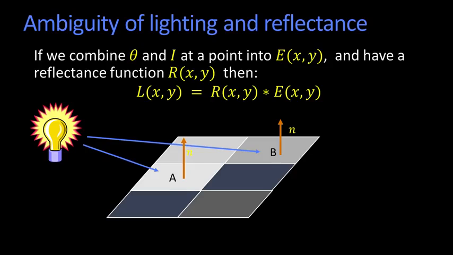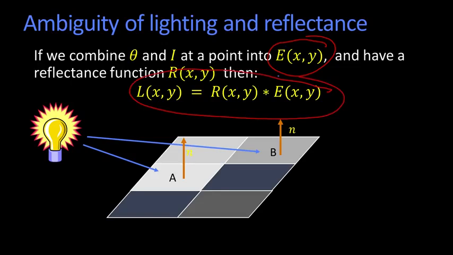Let's combine both the angle and the strength of the illuminant into a single term, E. Just think of that as energy or something like that, right? It's the amount of energy incident on this. We've already taken into account the cosine angle. And then we also have some reflectance function. Maybe it's just the albedo, R. So the brightness at any point is equal to this product of the reflectance times the energy, R times E. So L is equal to R times E.